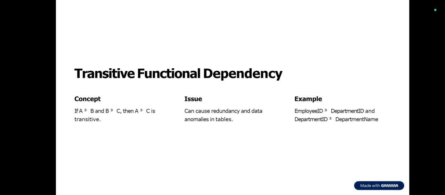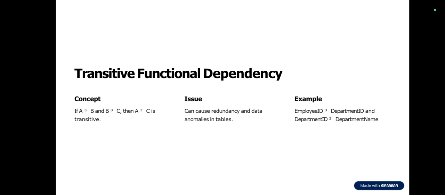It can cause redundancy and data anomalies in tables. And we can see this in detail. A transitive dependency exists when an attribute depends on another indirectly through a third attribute. So we can see the example: employee ID determines department ID, department ID determines department name. So employee ID determines department name is a transitive dependency. Employee ID indirectly determines department name. The problem it causes leads to data redundancy.